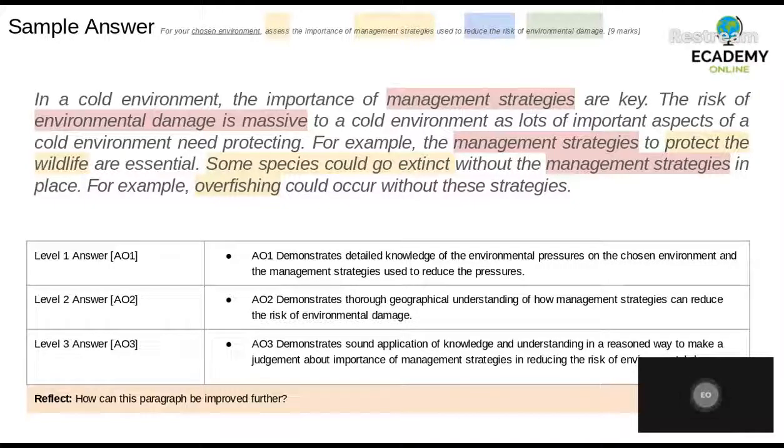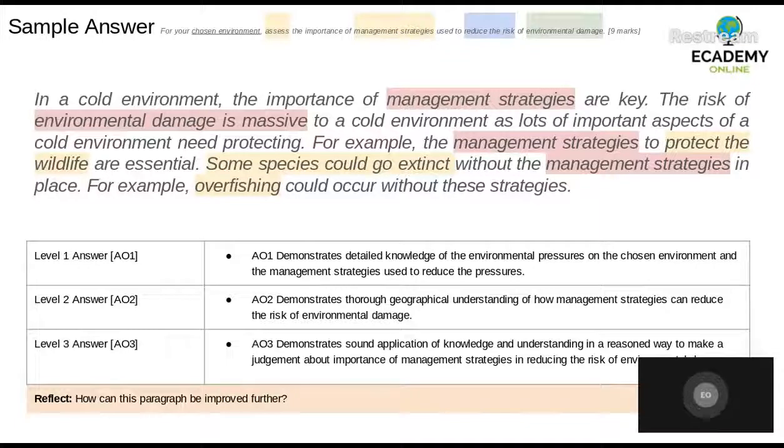So in the importance of management strategies, it talks about environmental damage being massive, but doesn't actually give some examples of it in that first sentence. Then it talks about management strategies being important to protect wildlife, okay. And then it talks about some species may go extinct, but doesn't give any evidence for it. And then it talks about overfishing that could occur without these strategies.